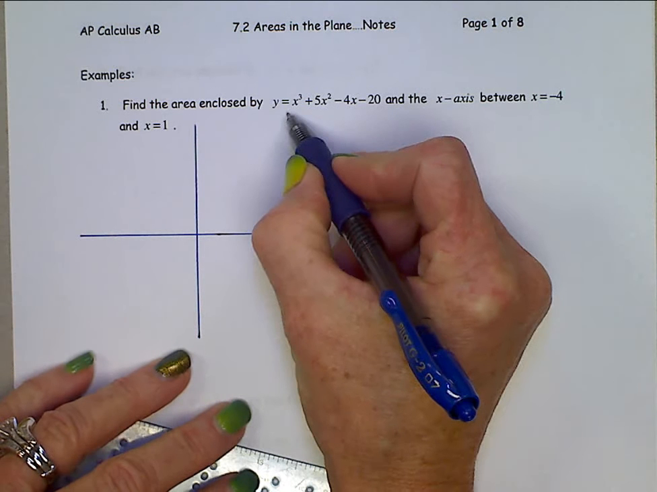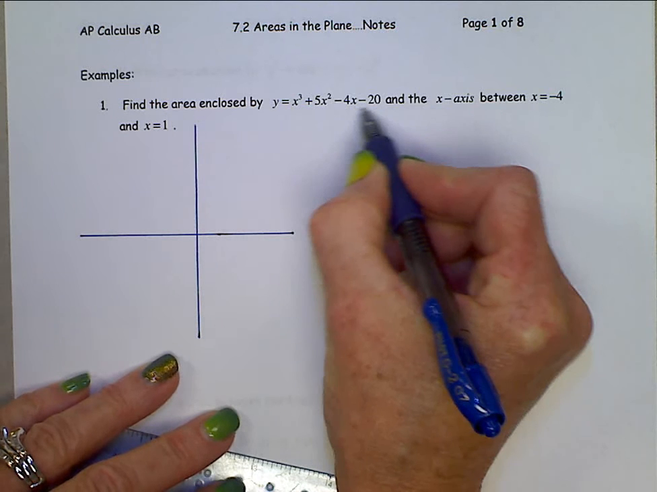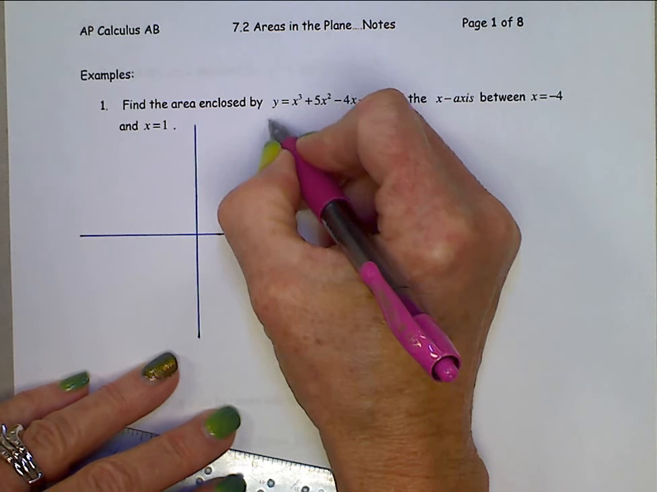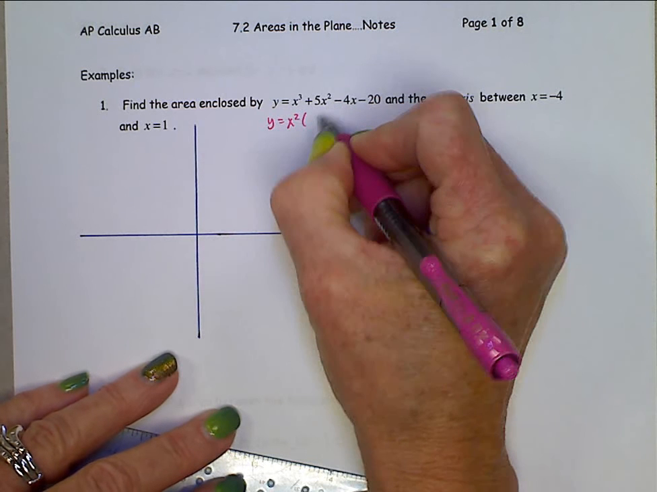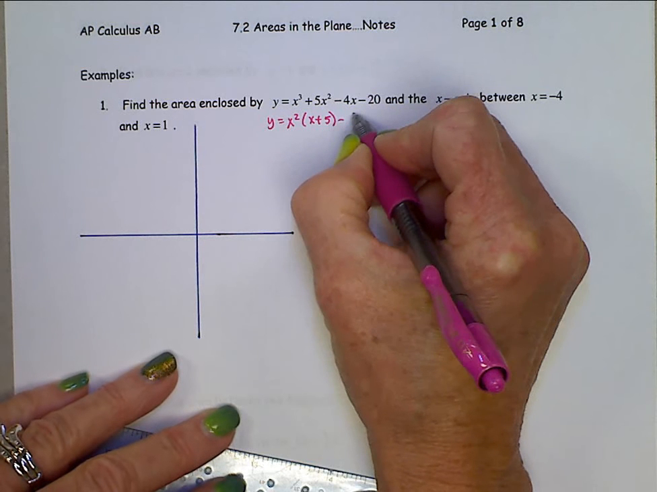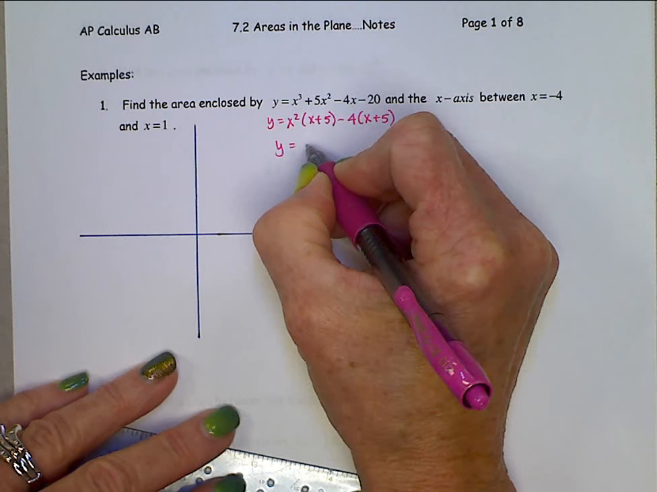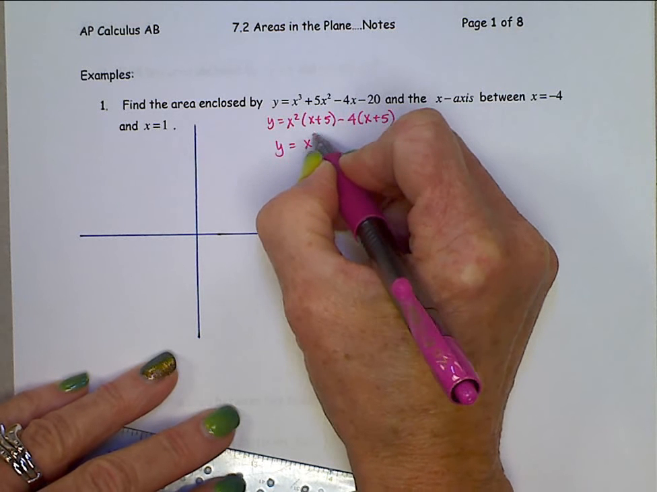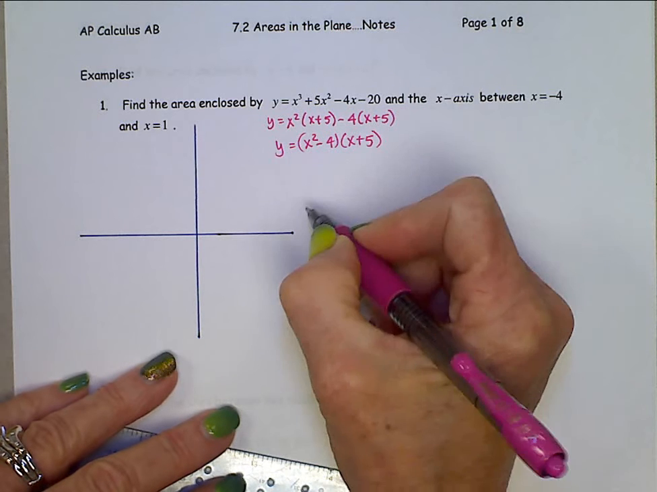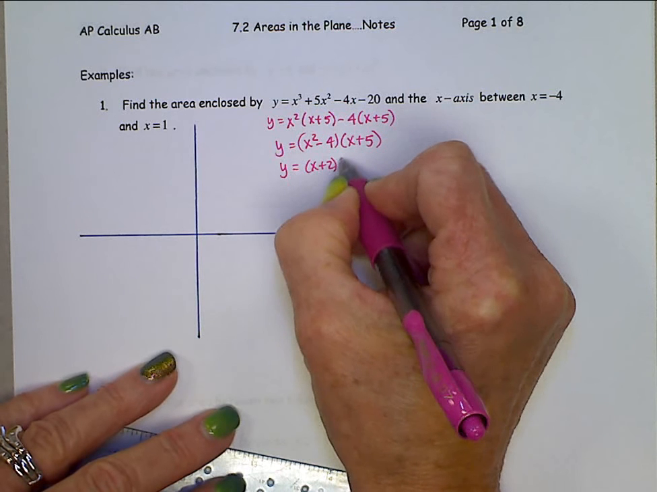In order to sketch that, let's remember your pre-calculus and factor this. Out of those first two, we could factor out an x squared, and we're left with an x plus 5. Out of the last two, we can factor out a -4. That leaves us with y equals x squared minus 4 times an x plus 5, and then that x squared minus 4 factors into x plus 2 times an x minus 2.